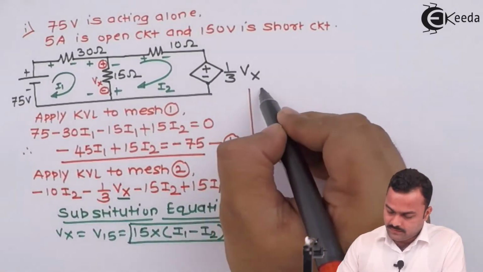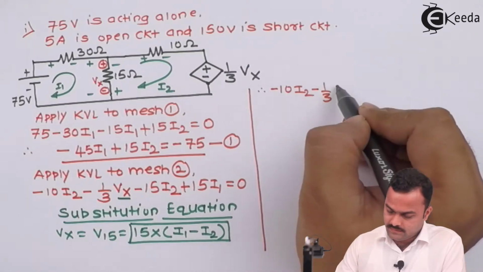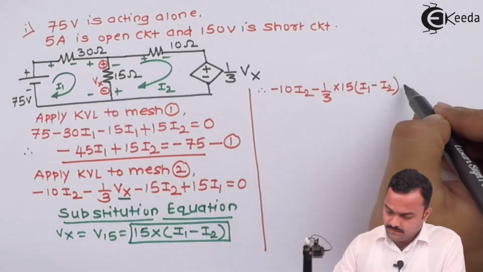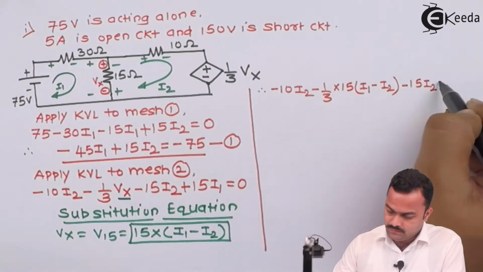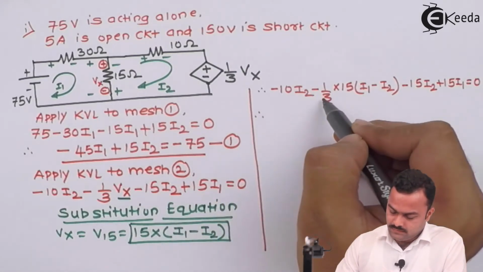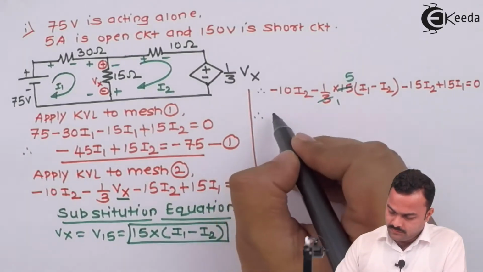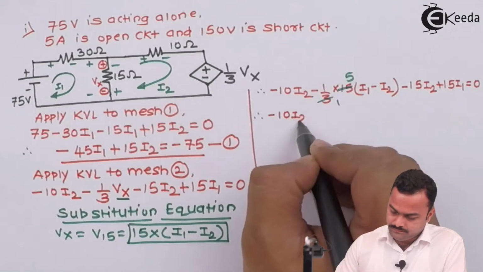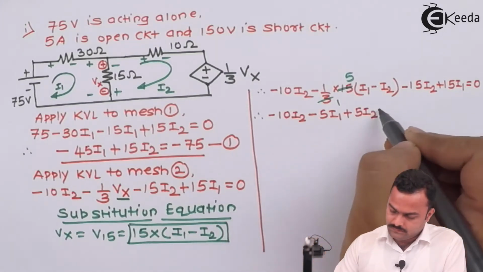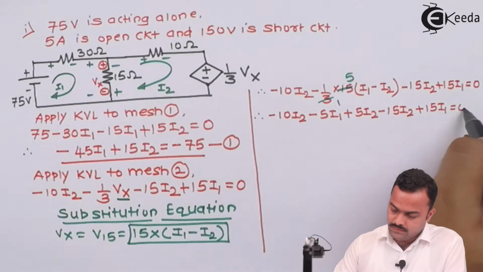If I put it over here, what will I get? Minus 10 I2 minus 1/3 Vx, which is 15 (I1 minus I2). Remaining terms are minus 15 I2 plus 15 I1 equal to 0. We can cancel this and make it 5. So what will we get over here? Minus 10 I2 minus 5 I1 plus 5 I2 minus 15 I2 plus 15 I1 equal to 0.